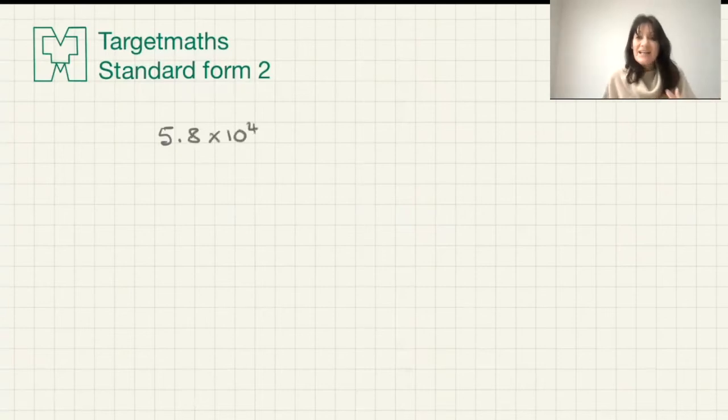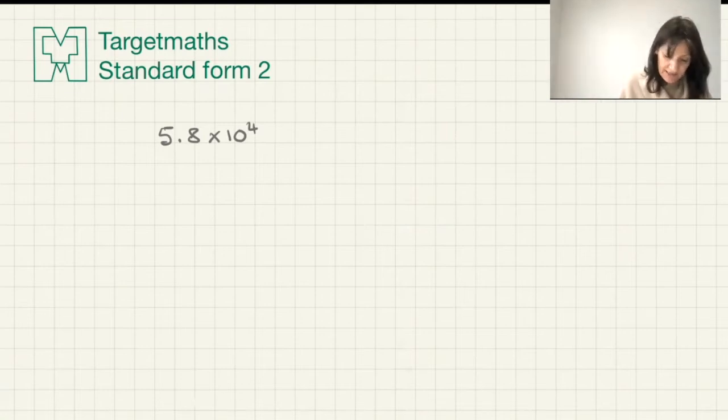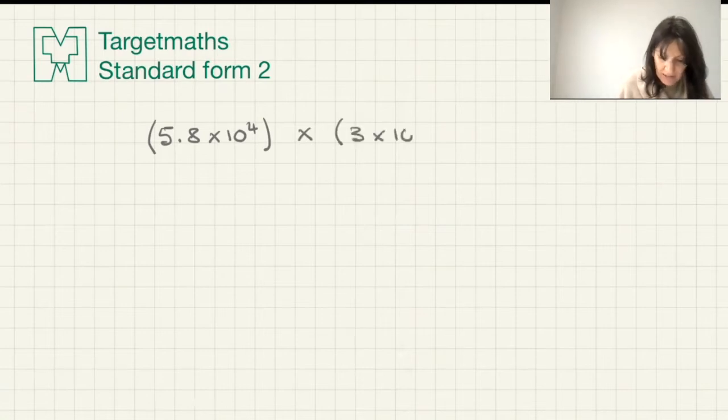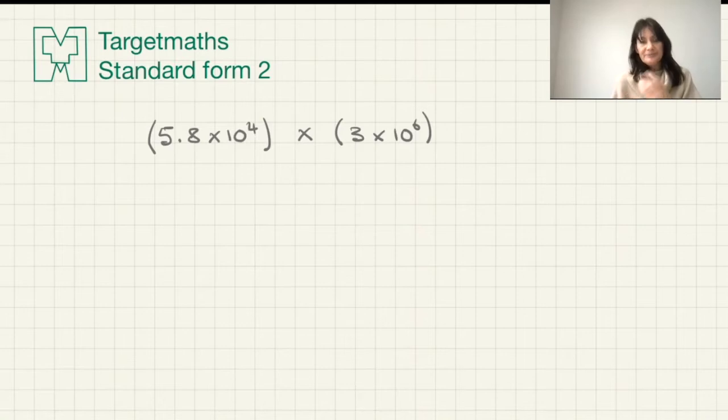That is a number in standard form. And quite often you will see this with brackets around it. And it's really just trying to say this number. Okay, just see this is all of this one number is going to get multiplied by this number. So that is quite often how you will see a standard form question given to you. So don't fear the brackets. It is literally just saying this number times by this number.